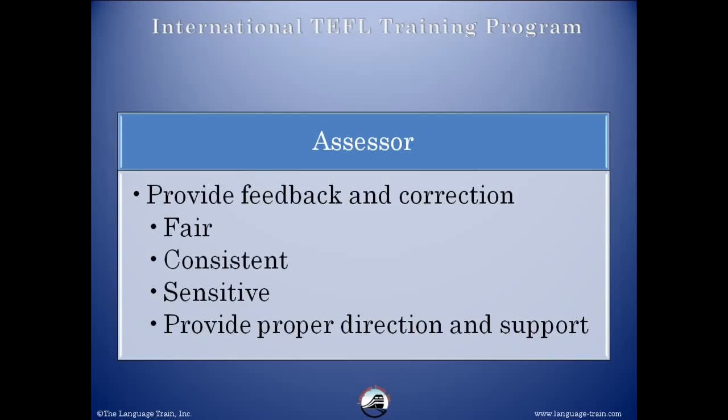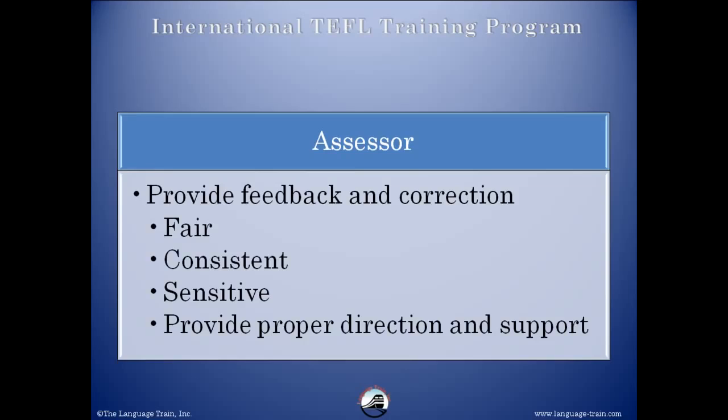Now, of course, being sensitive, this goes with being kind and patient earlier. Just be sensitive. Of course, it doesn't mean to be crying over spilled milk or anything, but be sensitive to the needs and the abilities of the people that you're teaching. And as far as providing proper direction and support, of course, if you're going to point them to certain websites, etc., make sure that you have researched those sites previously. You know exactly what you're giving them. If you're giving them extra homework, make sure that it's relevant, that sort of thing.